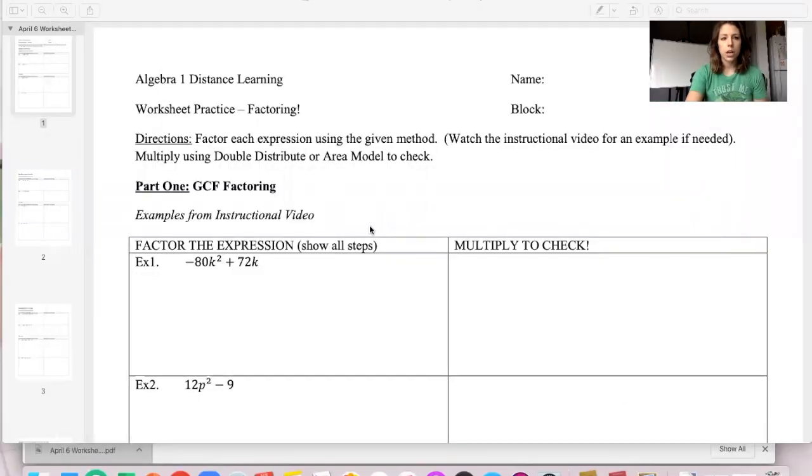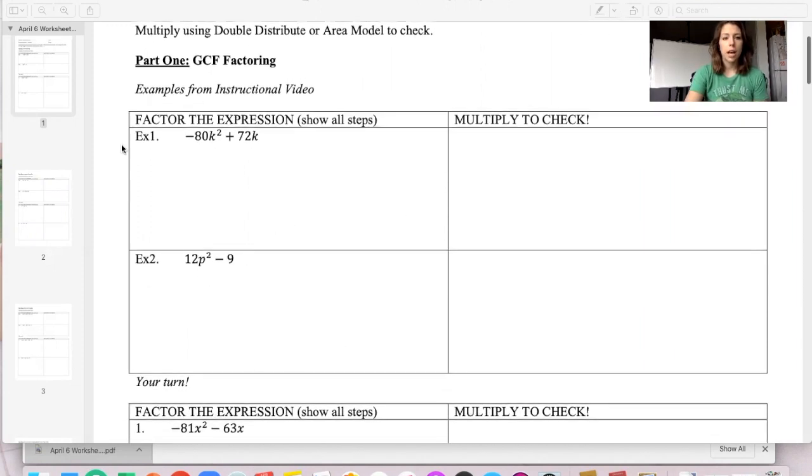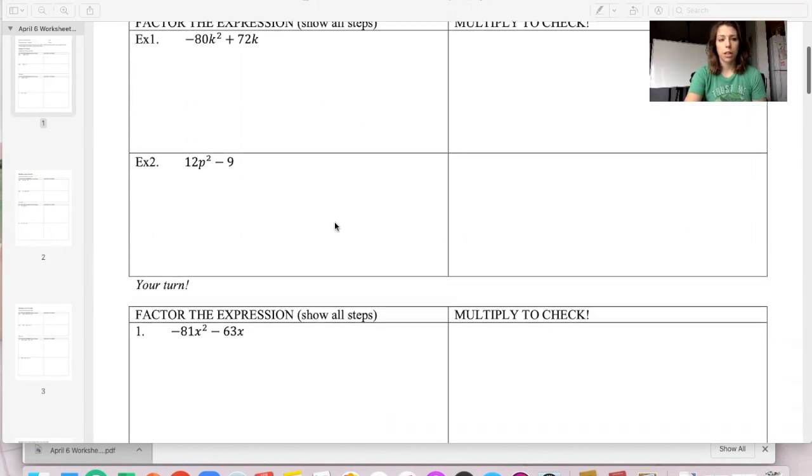So your worksheet starts off with directions: factor each expression using the given method. This is the instructional video that goes over the examples if needed. And then I'm asking you to multiply to check. So instead of giving you the answers this time, I'm actually going to assess your ability to factor and multiply to check. So on the left-hand side, you will be factoring the expression. These are the examples that we will be going over in this video, and then you'll multiply to check over here. If these 2 match up, that's how you know that you did it correctly.